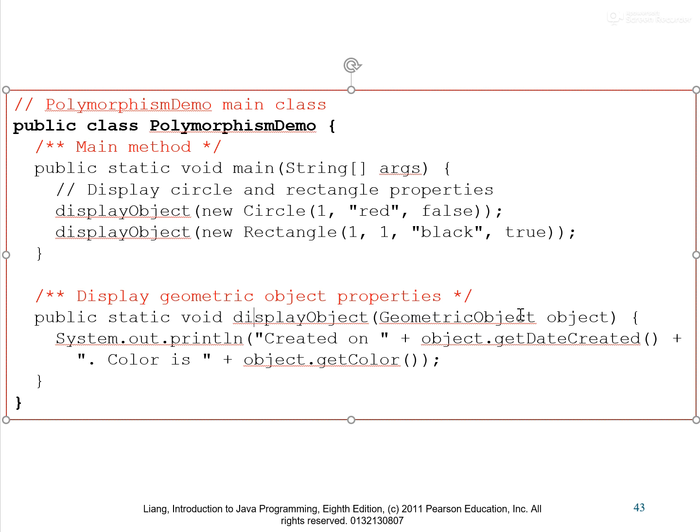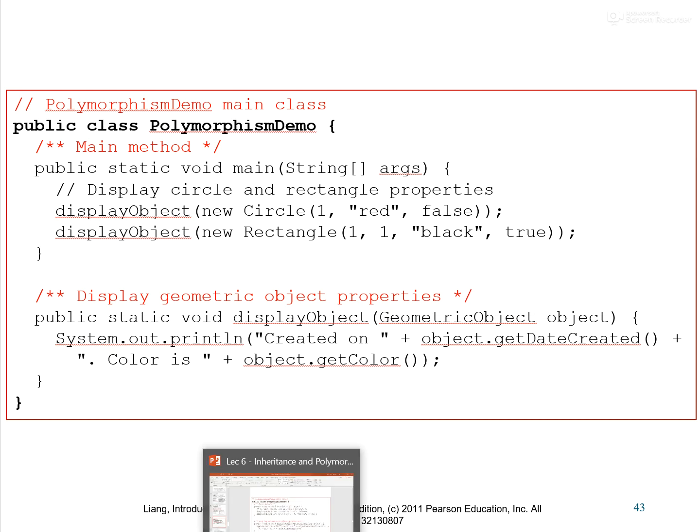Now remember, these 2 methods, getDateCreated and getColor, are inherited from geometric object, but the actual object that I pass in here can be a circle or a rectangle. So instead of making separate methods of display object for every type of subclass, I can again make use of the concept of polymorphism, and for this method I can specify that it takes any object of type geometric object, or any subclass of it. So the concept is exactly the same that we just saw.